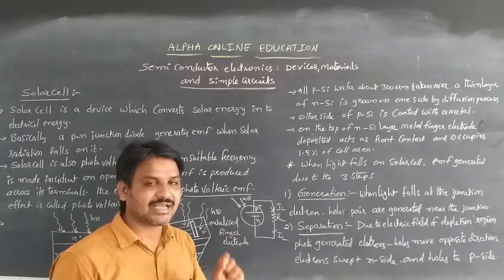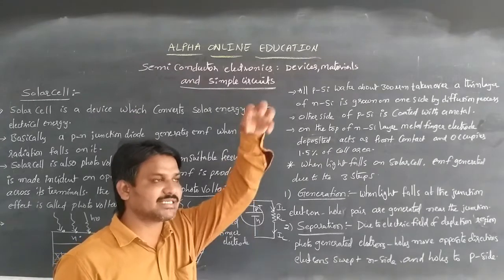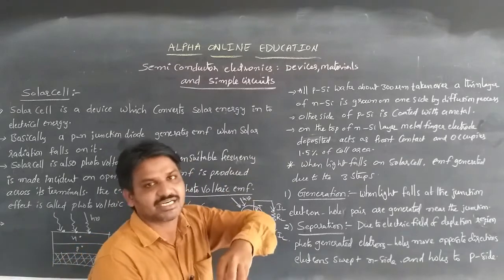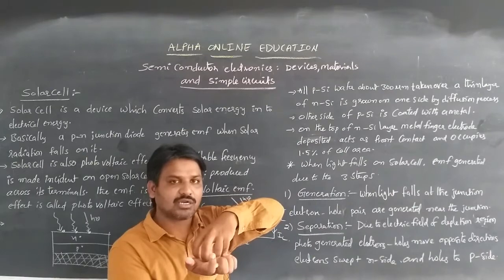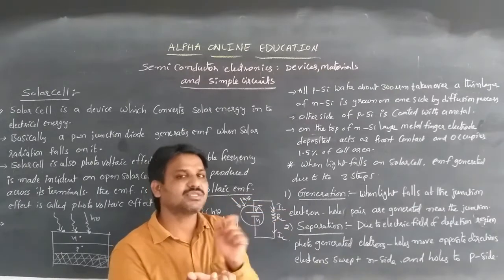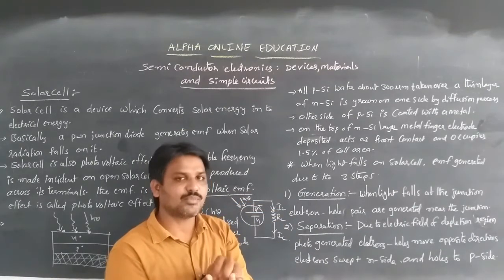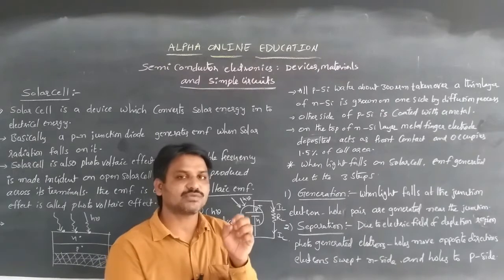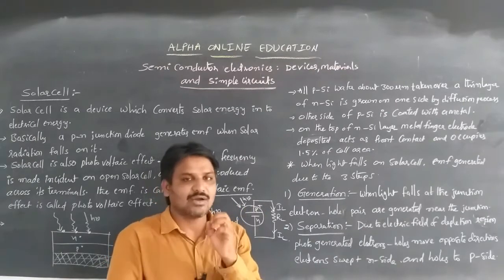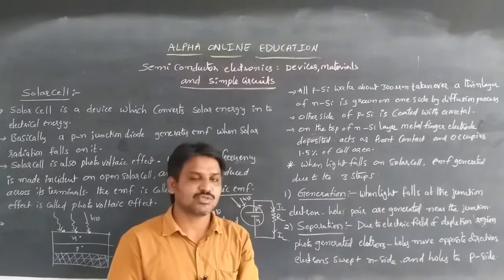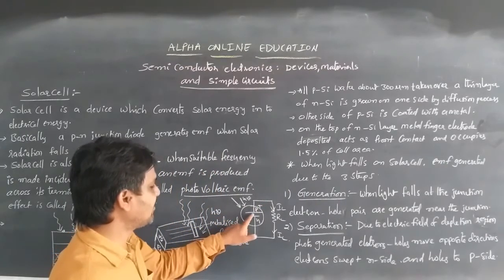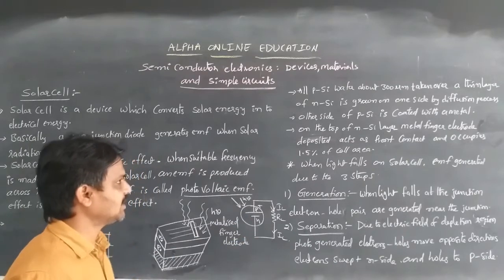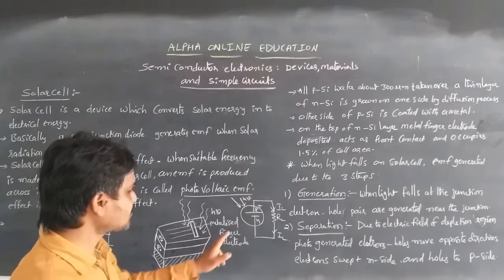When light is incident, electron-hole pairs are generated at the junction. At the junction, the photo-generated electrons and holes move in opposite directions. The electrons move towards the n side, and the holes move to the p side of the material in the solar cell. Then next, collection.